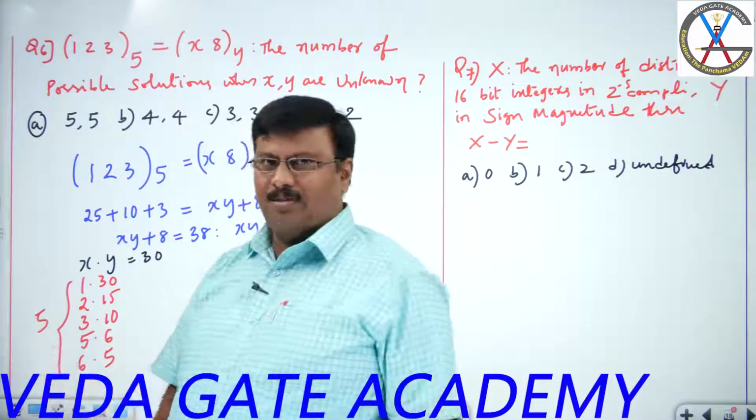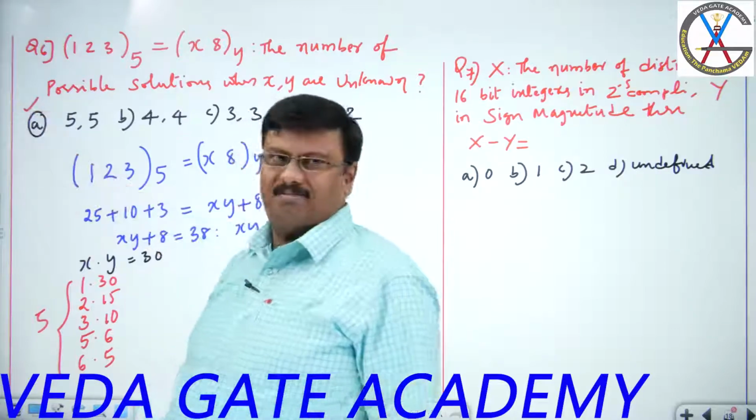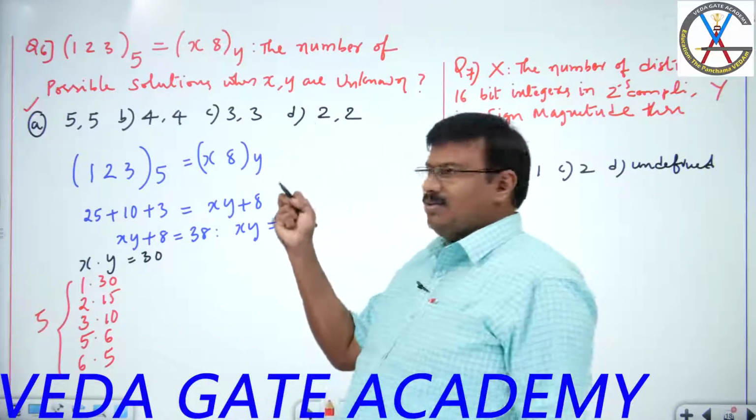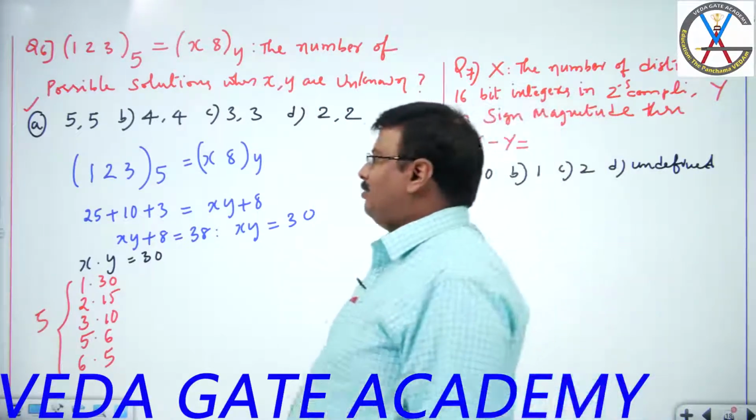For x also 5 possibilities, y also 5 possibilities. Answer A, 5 comma 5, which is very clear. And this is how the question is confusing you. The inner logic you did not guess. 5 comma 5 is wrong.